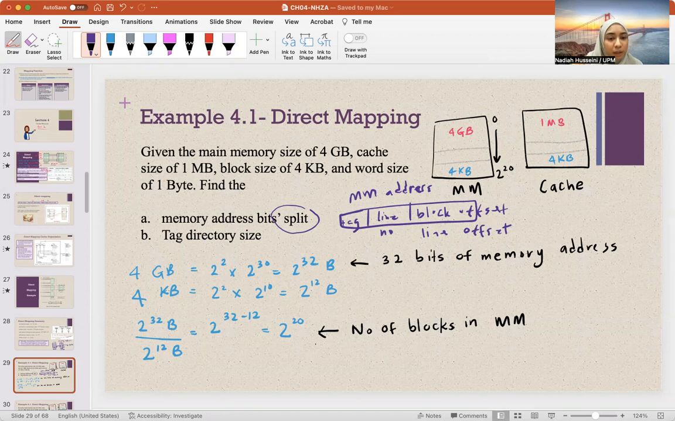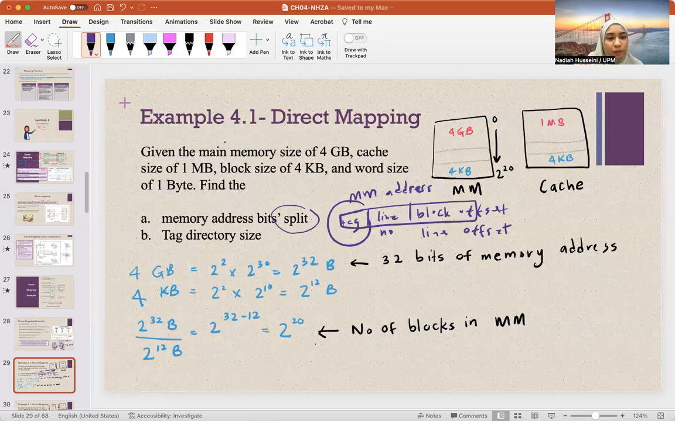And then when they ask you about tag directory size, we are talking about this tag, but not entirely. Since we have a lot of tags inside our cache, we would have to multiply it by the number of cache lines because the tag is associated to the cache. If you don't know this, it means that you haven't watched my video. So please watch that. Okay, so let's start with this A example.